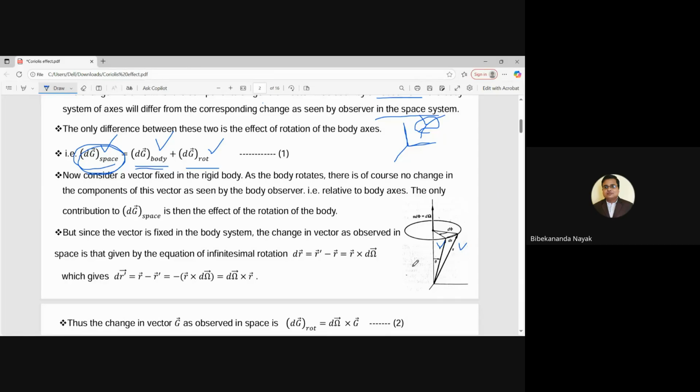r sin theta means n cap cross r. n cap is a unit vector of magnitude 1. So n cap times r sin theta, so it is n cap cross r.